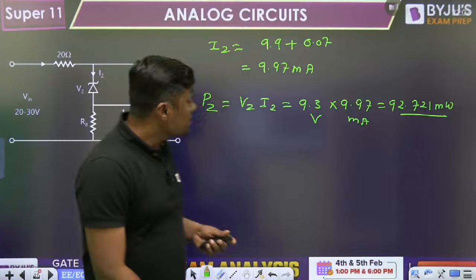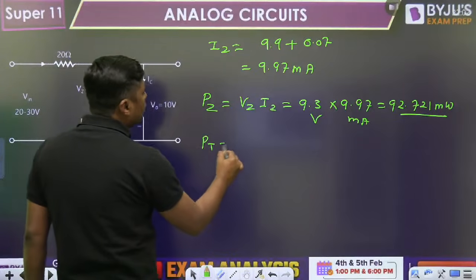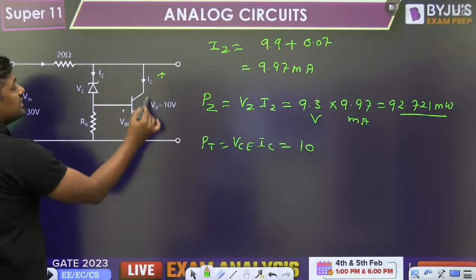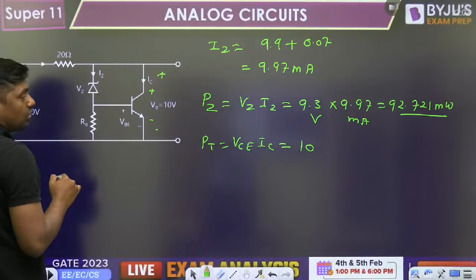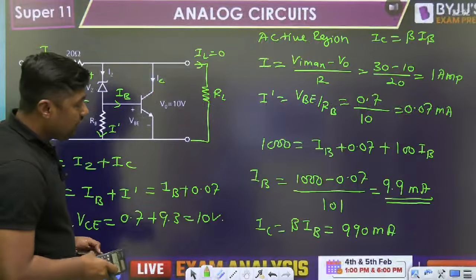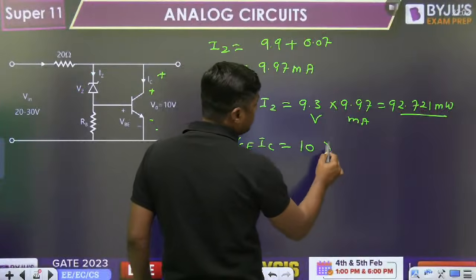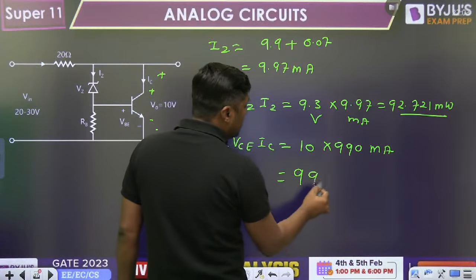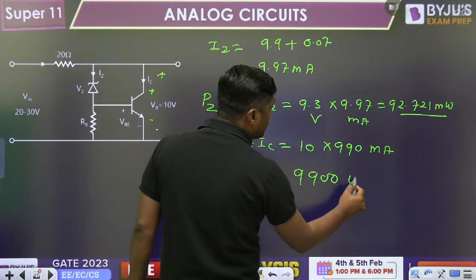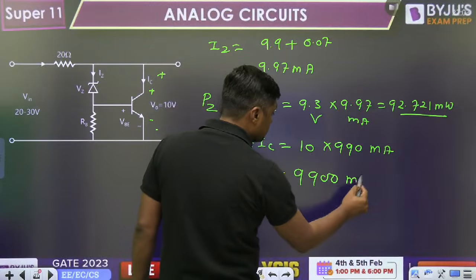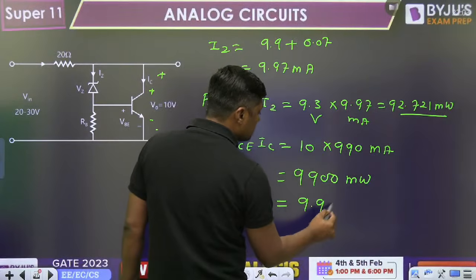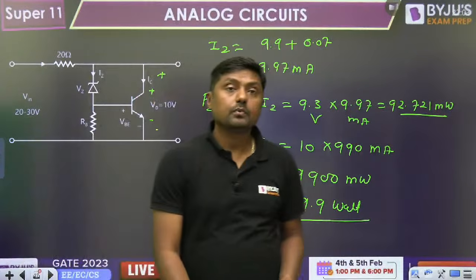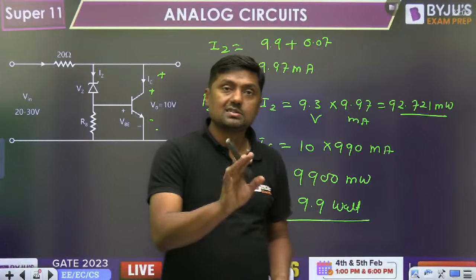Easy. Now second one, what is the PT? VC into IC. VC is 10 volt, it is given in the question. And what is the IC? IC we have already calculated as 990 milliampere. My dear, it will become 990 watt, milliwatt. What is this? 9.9 watt. I think it is clear.